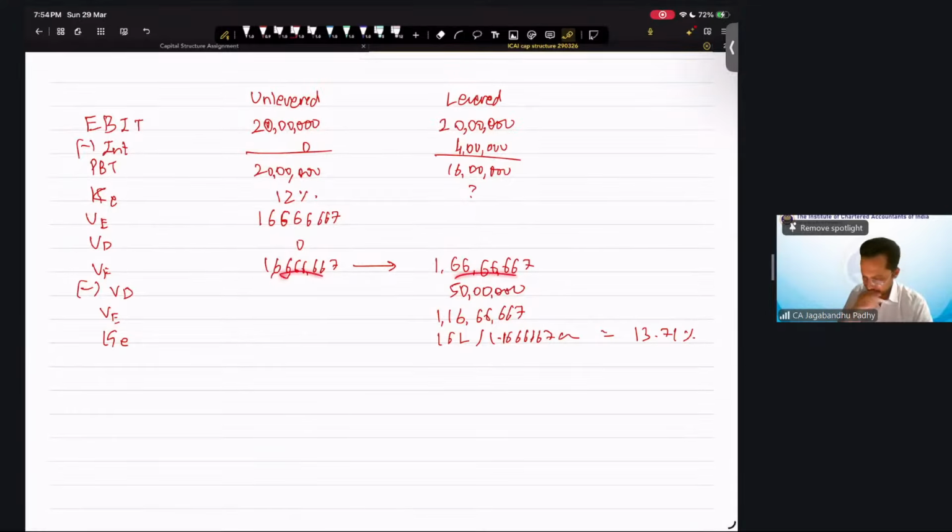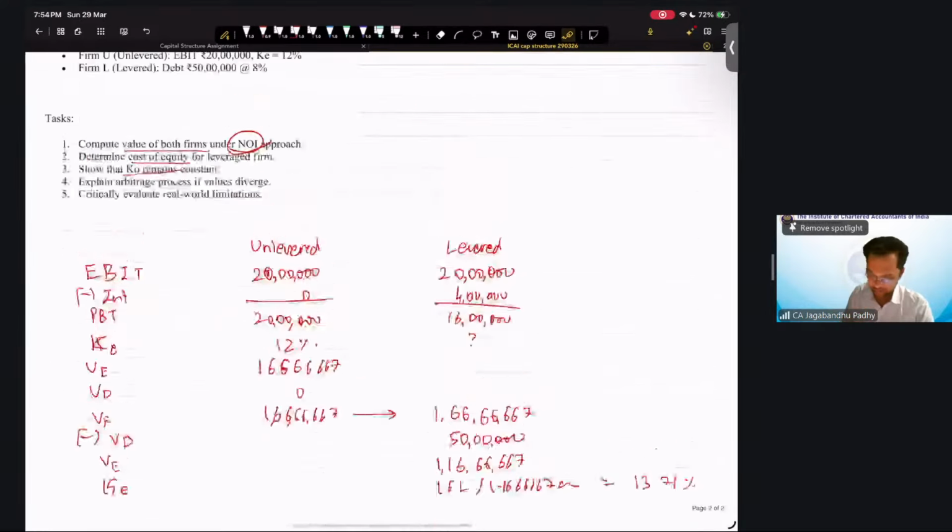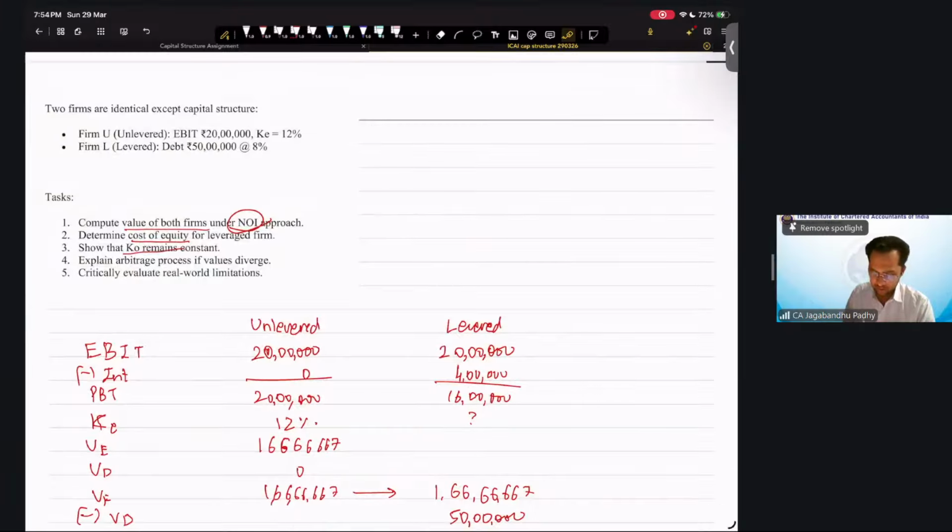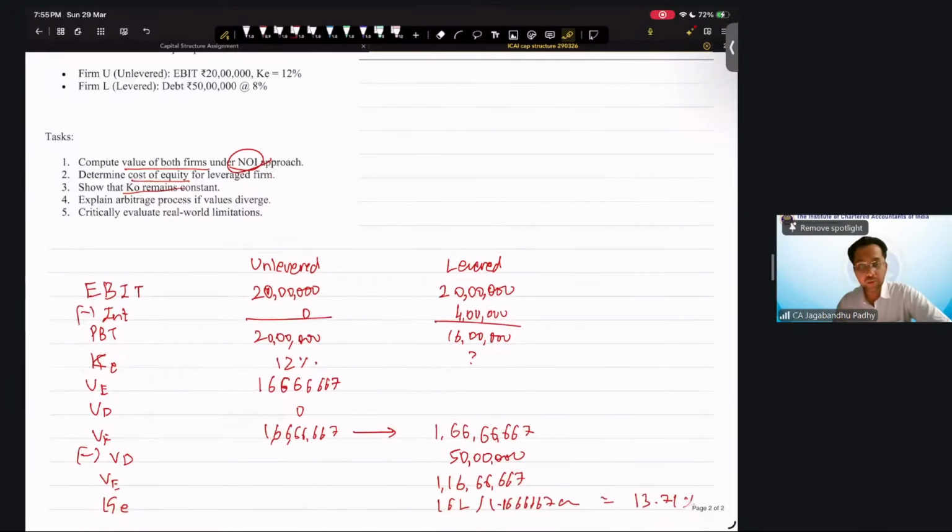Since the values of the two firms are the same, the overall cost of capital is also going to be the same. And if there is a divergence in the values, then obviously arbitrage comes in. In the Modigliani and Miller approach, we'd add 4 lakh to the value of the unlevered firm. That will be applicable only if tax is there. Whereas without tax, your Modigliani and Miller model and net operating income model are one and the same.